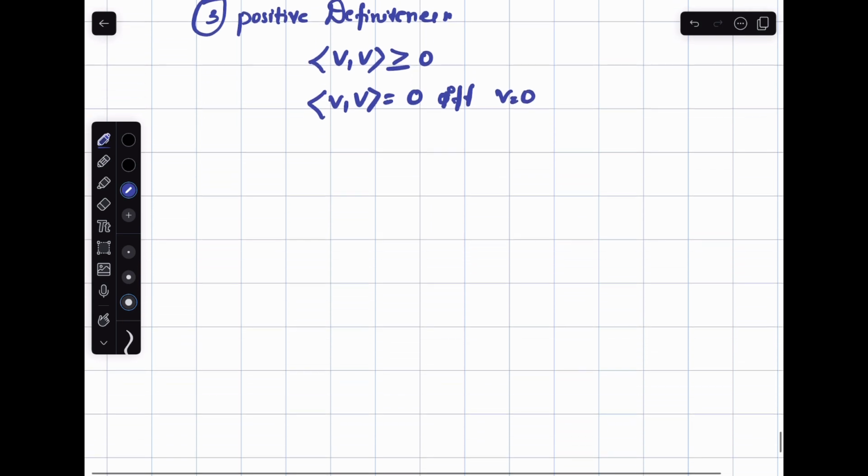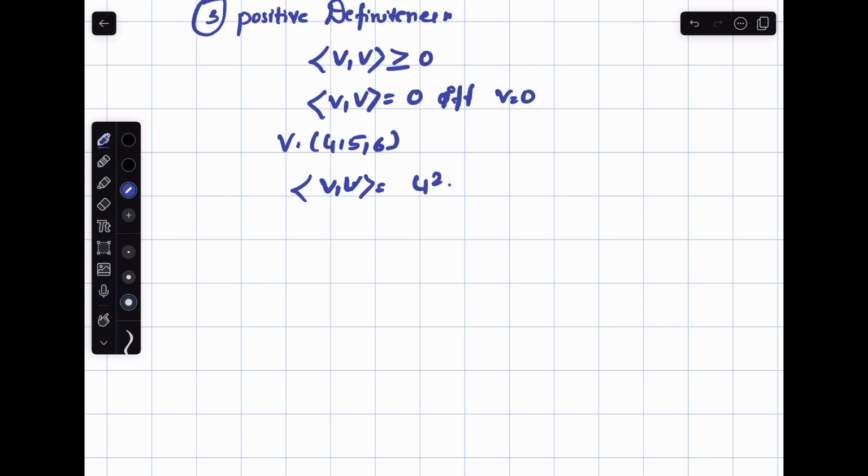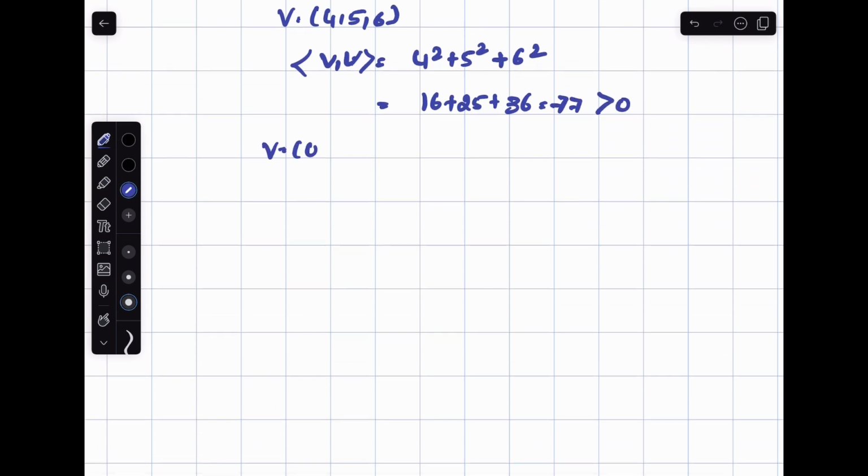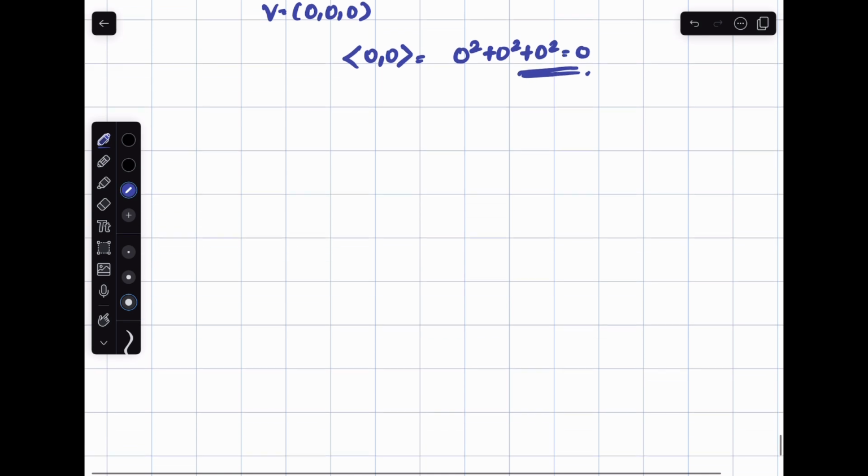So let me take v as some vector. V is equal to 4 5 6. So what is the inner product of v comma v? Let me write it down. V comma v is equal to 4 square plus 5 square plus 6 square, right? Yeah, because we are multiplying them. So it is 16 plus 25 plus 36. So I'll get the answer as 77, which is greater than or equal to 0. Now if I take the vector as the 0 vector, then 0 comma 0 is 0 square plus 0 square plus 0 square, which is equal to 0. All right, so these are the three properties.